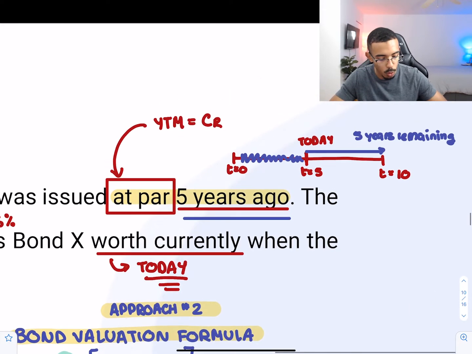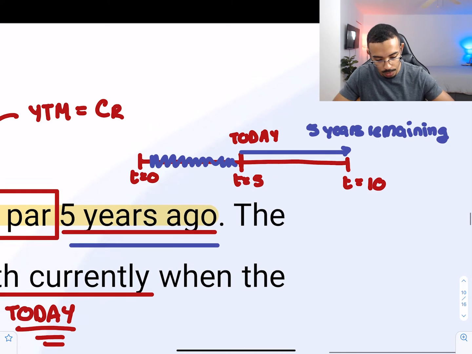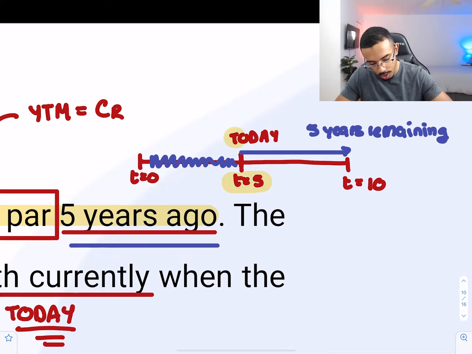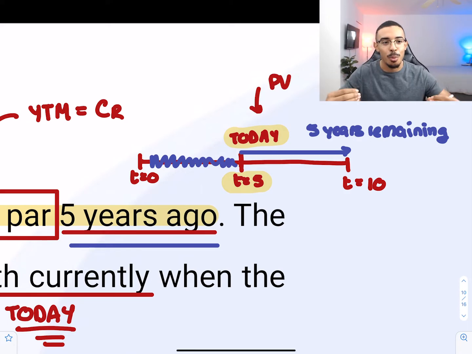Now, if you remember with my little illustration, we were saying that we're looking at this from T5 moving forward, okay? So we're here, we're today. We want to know what's the present value of the bond because we want to know what it is worth today, right? So today is extremely important. And that's going to make sense for you when you apply this logic to your calculator and when you apply this logic to our formula, all right?